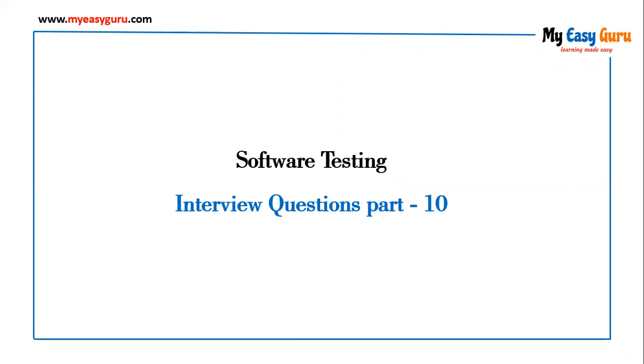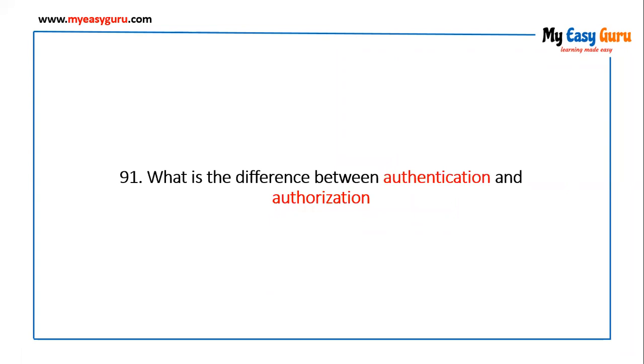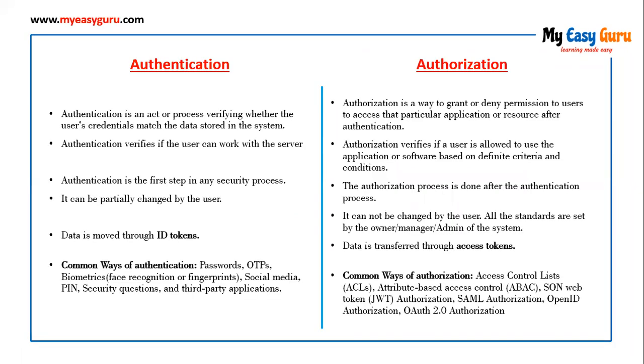So let's discuss a few more questions regarding software testing. The first question is, what is the difference between authentication and authorization? The first difference is authentication is an act or process verifying whether the user's credentials match the data that is stored in the system, while authorization is a way to grant or deny permission to users to access that particular application or resource after authentication.